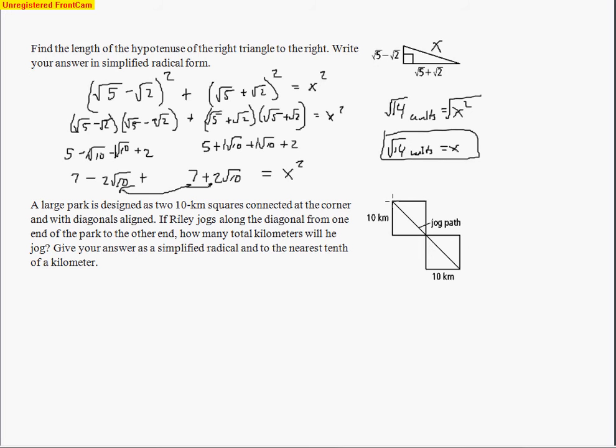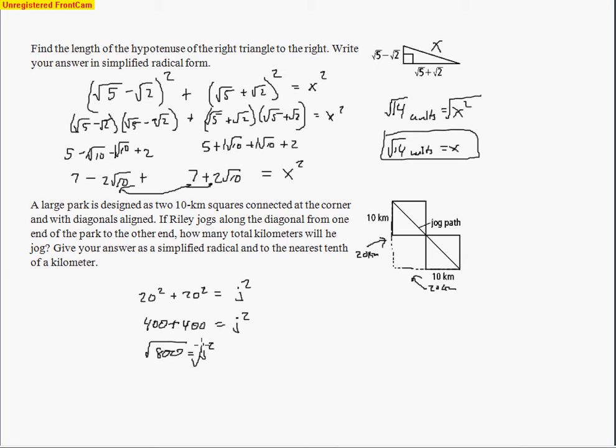So what I'll do is make a right triangle out of this. I just about see it. If they had filled in this little part, I would have had it. So this is 10, this is 10, so this side is 20 kilometers. And on this other one, 10 and 10 make another 20 kilometers. So I'm going to do 20 squared plus 20 squared equals the jogging path squared. I'll go j squared. So this makes 400 plus 400 equals the jogging path squared, so it makes 800 equals the jogging path squared.